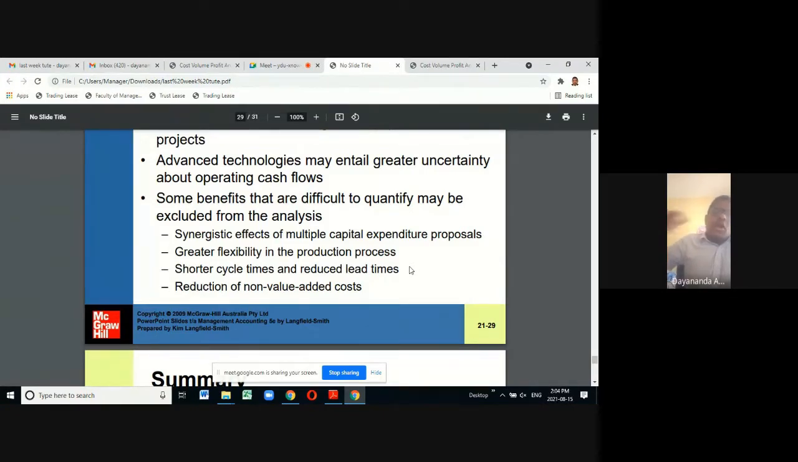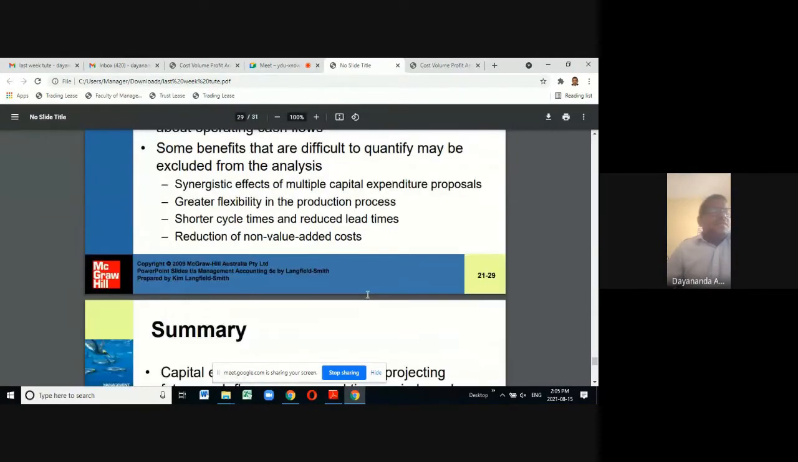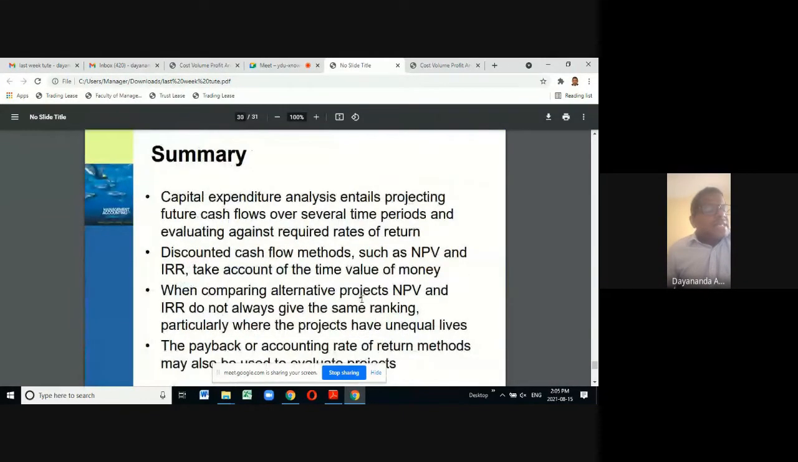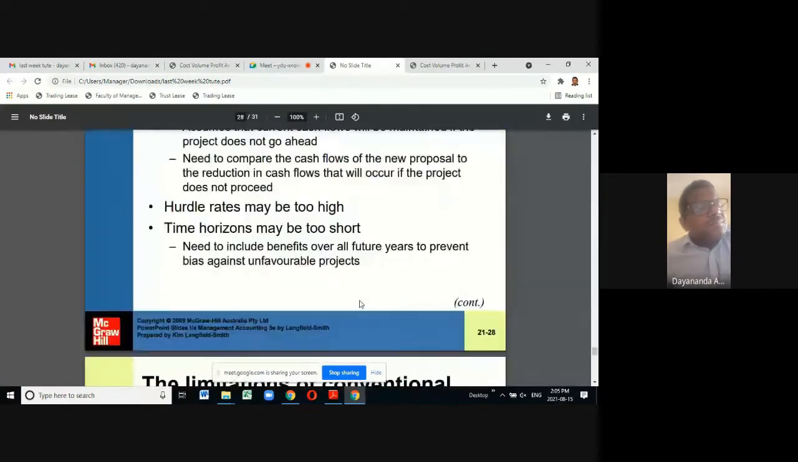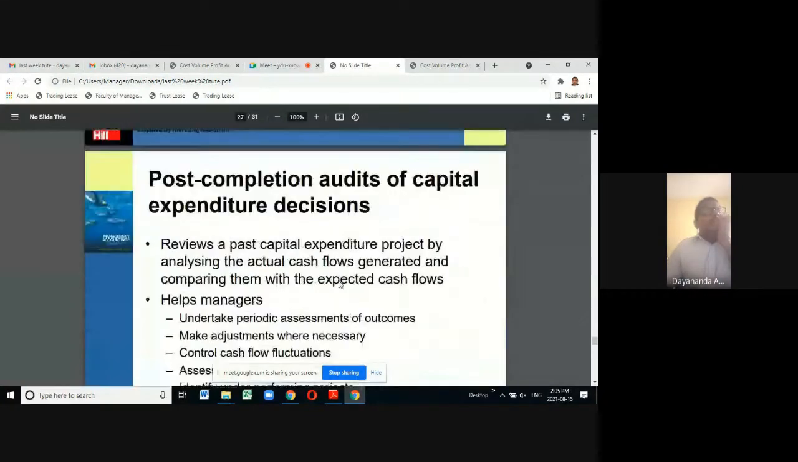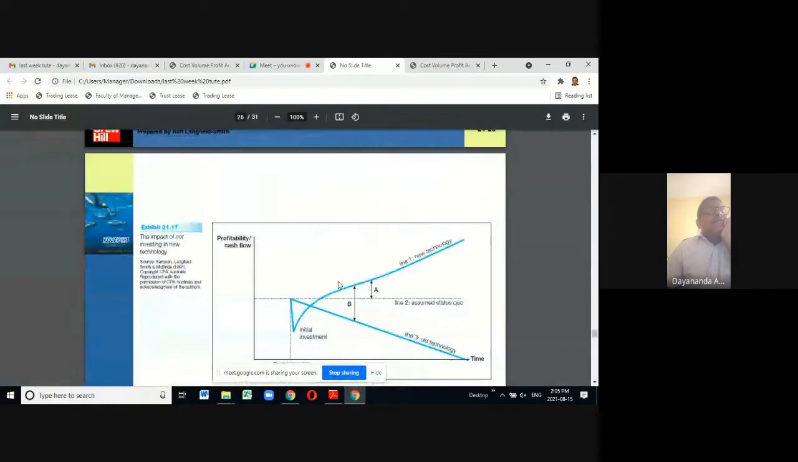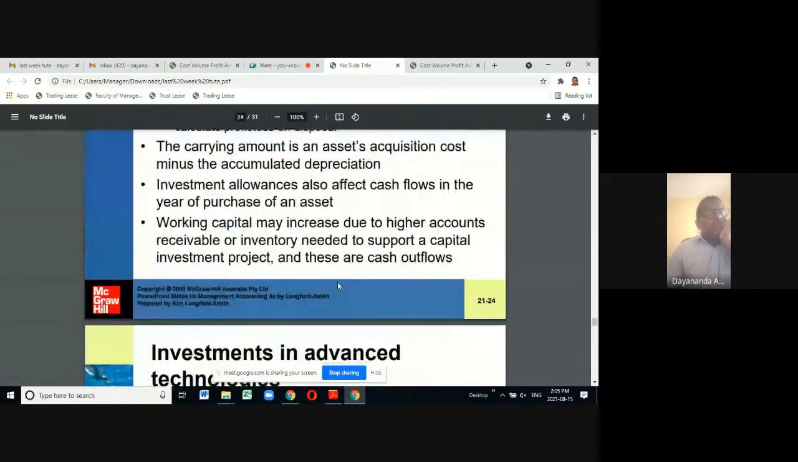So you may talk about the production lead time. It is better to always reduce the lead time. Then you can save administrative cost. So it is very rare that you consider all these factors. Reduction of non-value added cost even. With that, of course, the project capital appraisal topic is over.